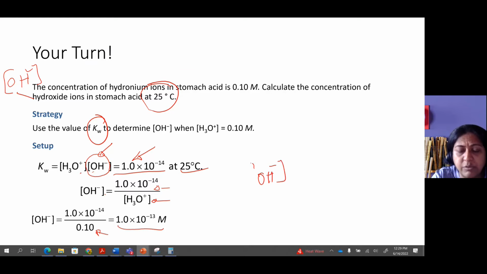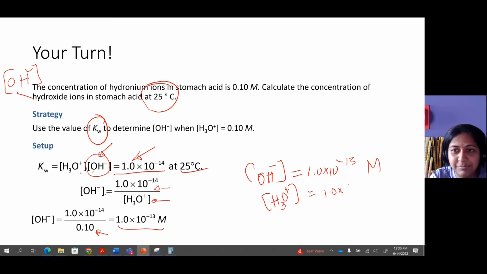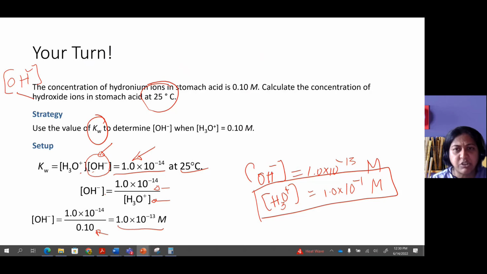So the concentration of the hydroxyl ions equals 1.0 times 10 to the negative 13, and the concentration of the hydronium ions in this solution equals 0.10. If I write it in scientific notation, it will be like this. So what is the greater value? The greater value is the concentration of hydronium ions. So we can categorize the stomach acid as an acidic solution. The solution in the stomach is acidic.